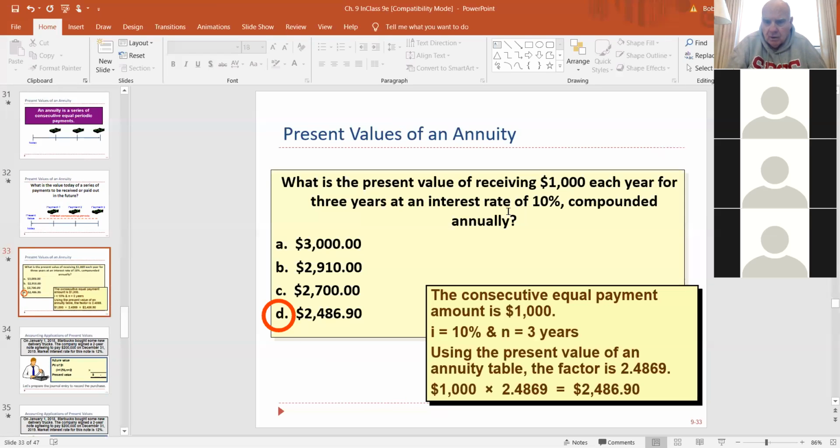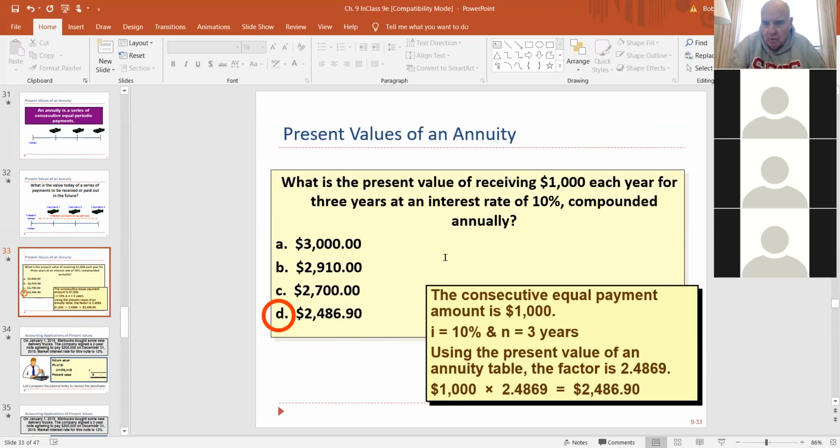So here we go. In order to receive $1,000 a year for the next 3 years, we have to put $2,486.90 in the bank. That's the present value of a $1,000 annuity for 3 years. We have a choice. We can collect $1,000 a year for the next 3 years, or we can take $2,486.90 right now, and they are equal. They are equal in buying power, the present value.